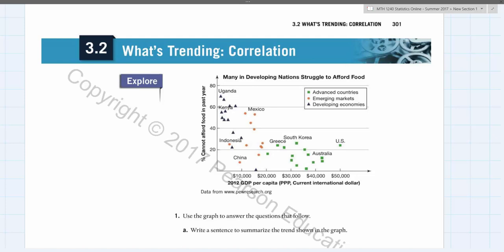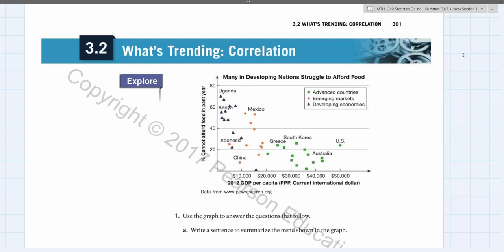If we look further, we can see that our dependent variable, along the vertical axis, our y-axis, is the percent that cannot afford food in the past year, while along the x-axis, the horizontal axis, also called the independent variable that we looked at last section, is the 2012 GDP per capita. You can look up what GDP means, but essentially it's a measurement we can think of as putting a wealth on a country.